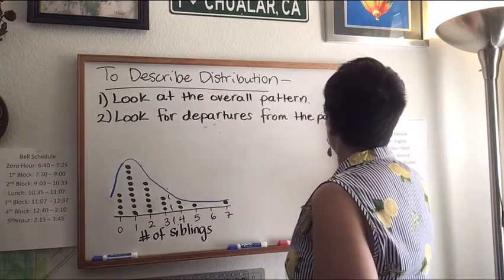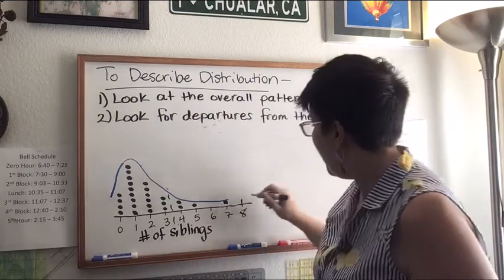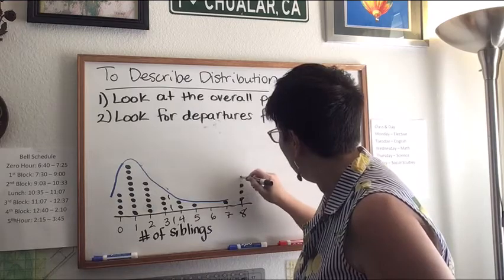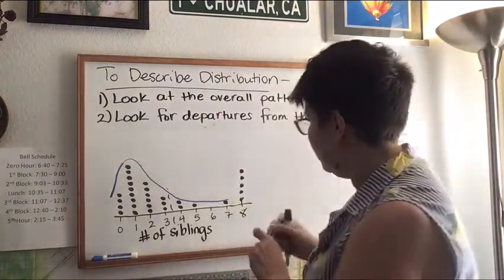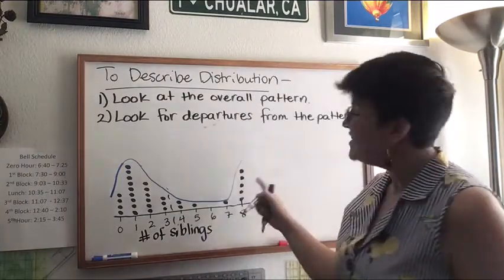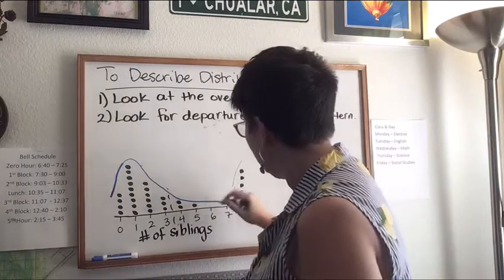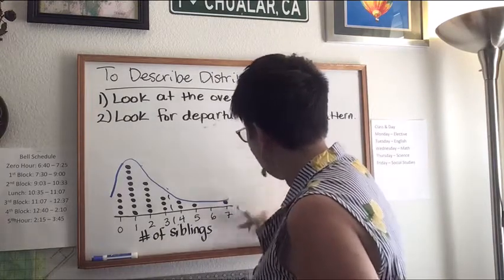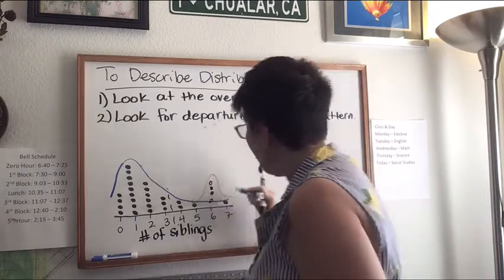Right, so say all of a sudden this data actually went to 8, and then we had 5 kids in the class that had 8 siblings. And then all of a sudden your data goes, whoop, that's a departure from the pattern. Or say we'd have a huge number here at 6, right? Sorry, those are not going to be nice, but there's another departure.